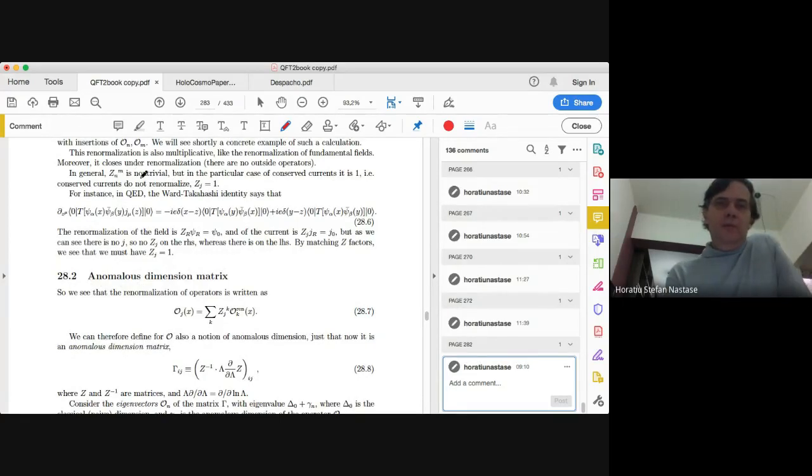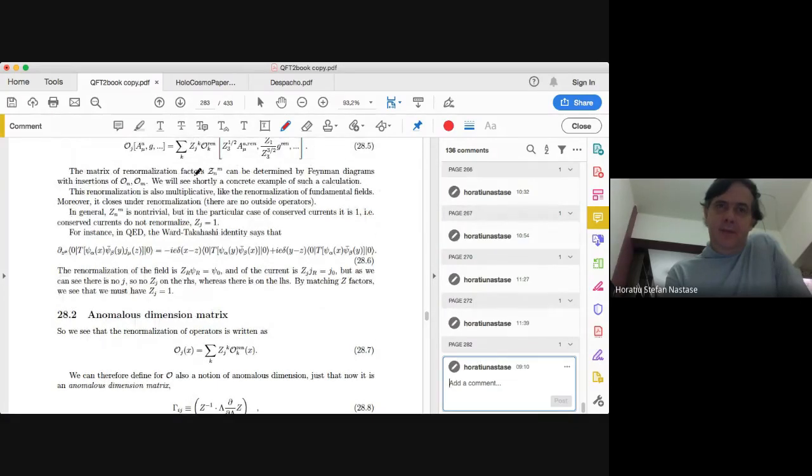So in general, this renormalization matrix factor Z_nm is non-trivial, different from delta_nm. But there's one exception. When we have some conserved current of some symmetry, then the renormalization factor is 1, or I should say delta_nm. That is to say that the conserved currents do not renormalize.